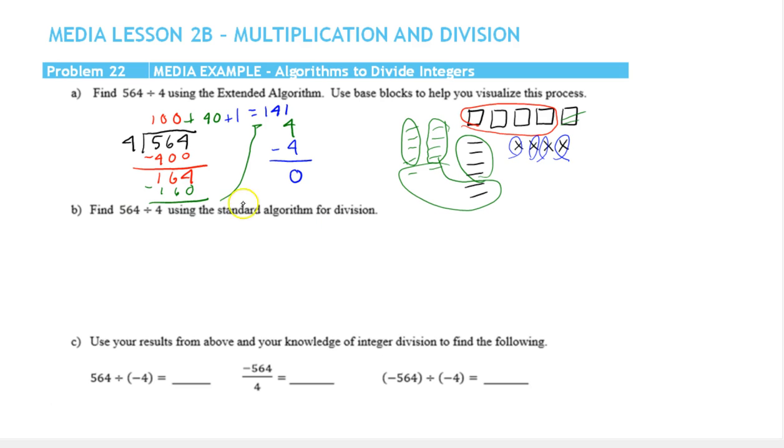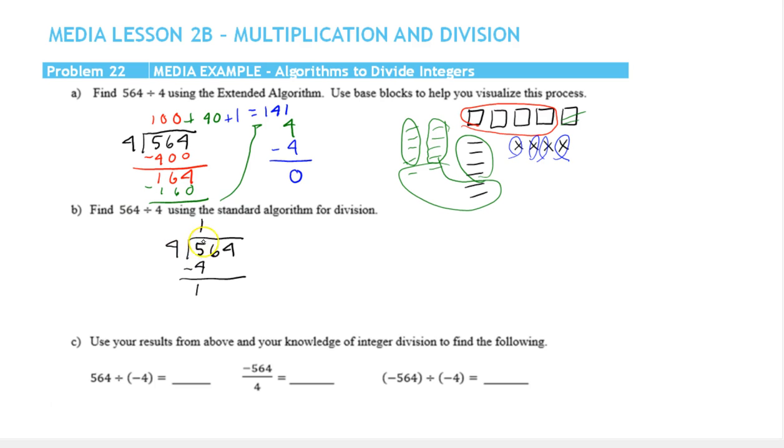So now let's connect this to the standard algorithm, which has a little bit less writing and you don't have to think about the place value as much. It kind of just takes care of itself. So let's see how we condense this. 564 divided by 4. So we start by saying 4 goes into 5 how many times? So 4 goes into 5 once without going over, and then we can subtract off the 4. And we have 1. Okay.